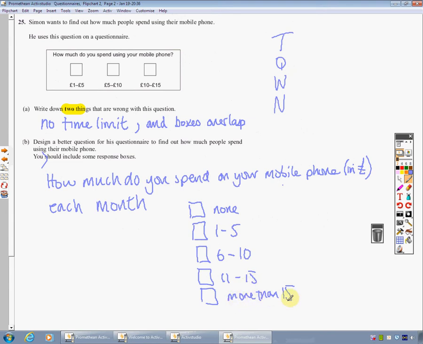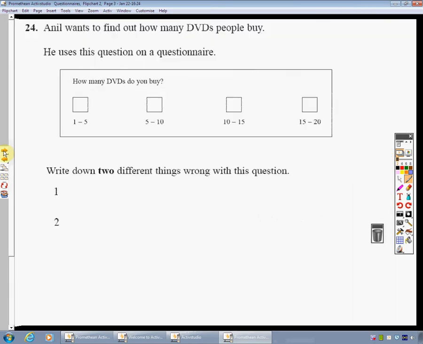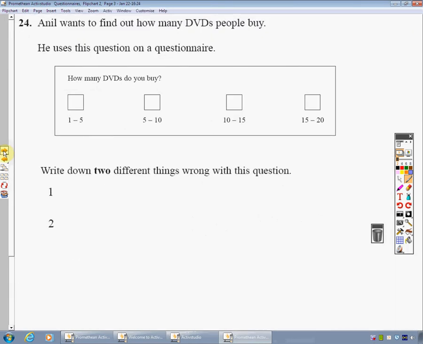Let's scroll on for you. Okay, again I'm going to just ask you to press pause whilst you have a go. Press pause now. Welcome back. Let's have a go at this question.